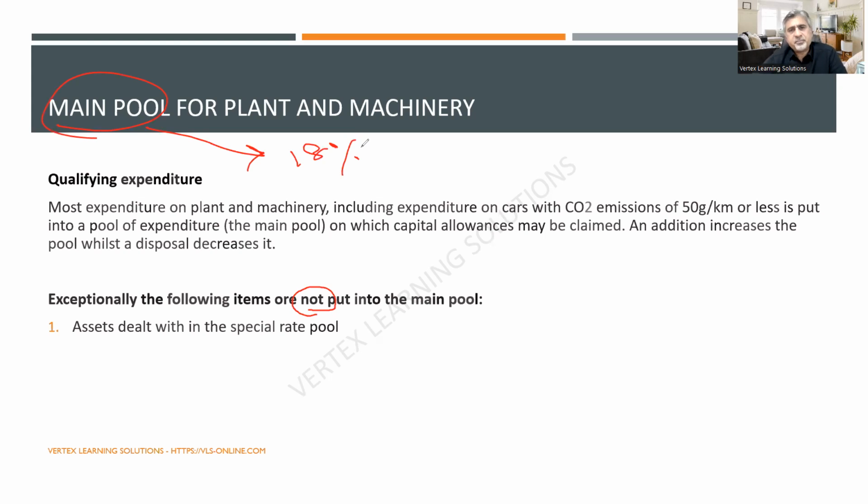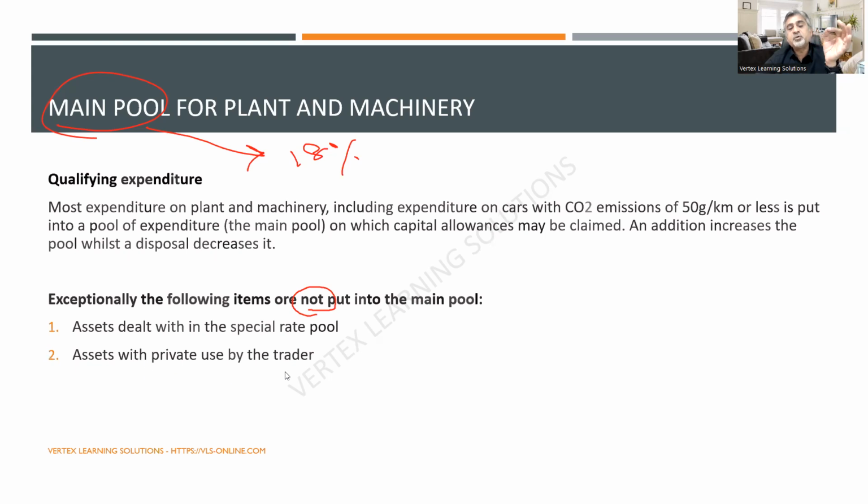18% is charged on the main pool. Now, but not everything is in the main pool, which means, and this is, by the way, probably the highest maximum value. Assets which are in the special rate pool, because you have another classification of asset which is called special rate pool. So special rate pool assets are separate, they are not in the main pool.